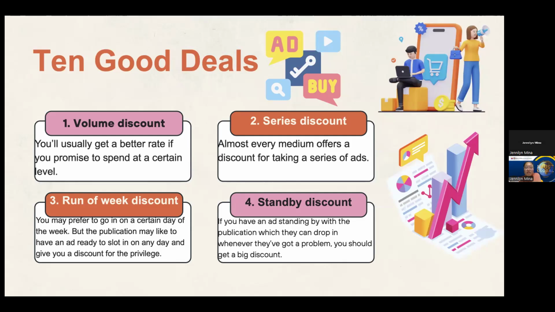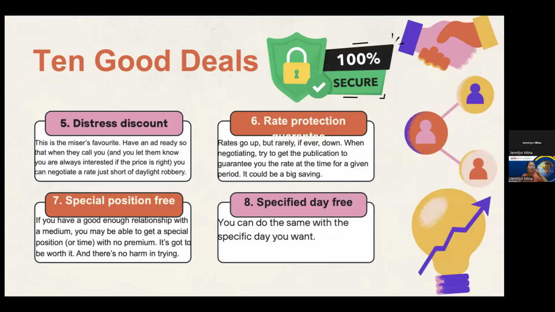We also have the distress discount. You have to keep an ad ready to go and let the publication know you're open to filling last-minute gaps at a low rate. So when they call you to fill a spot, you can negotiate a deal that benefits both parties, often at a steep discount. Okay, so we also have here the rate protection guarantee. When negotiating with a local magazine, ask them to guarantee your advertising rate for a specified period, like 6 months. This way, even if rates increase, you're locked in at the lower price, which can save you money over time.